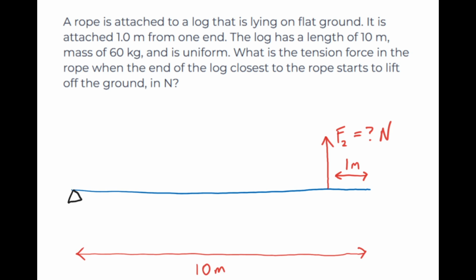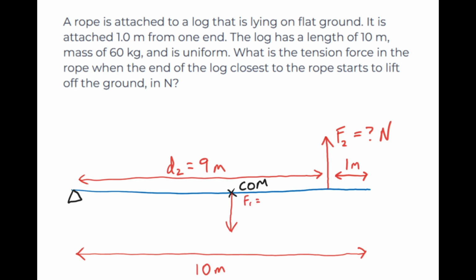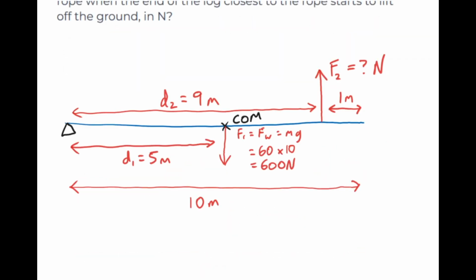The distance from the fulcrum is 10 minus 1, so d2 equals 9 meters. Next, the weight force of the log will be acting through the halfway point of the log, since the log is uniform. So F1 will be directed downwards and is equal to the weight force. Weight force equals mg, and the mass of the log is 60 kilograms. So F1 equals 600 newtons. The distance from the fulcrum to F1 will be 5 meters.